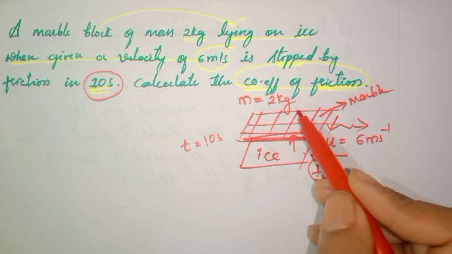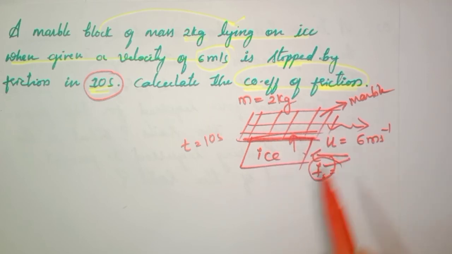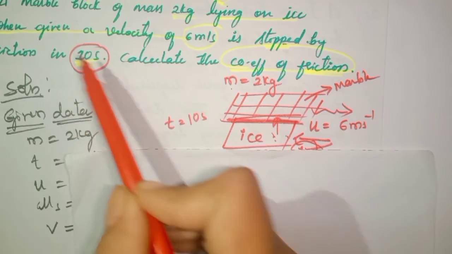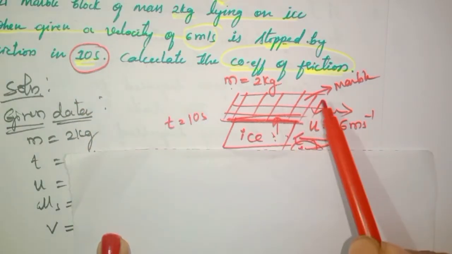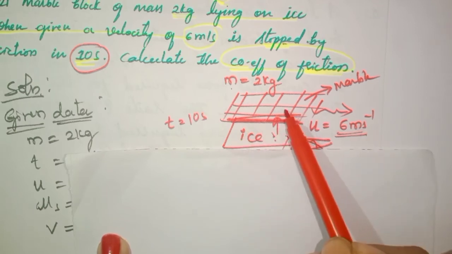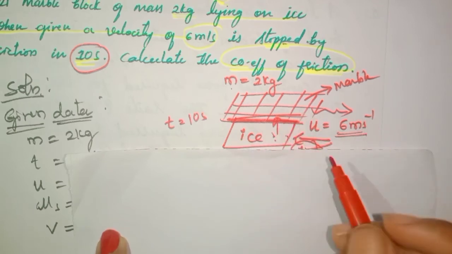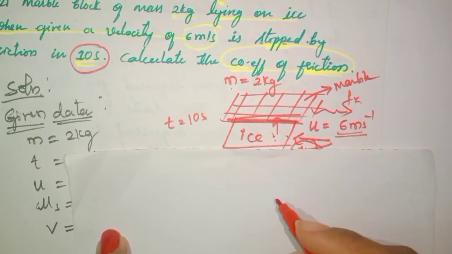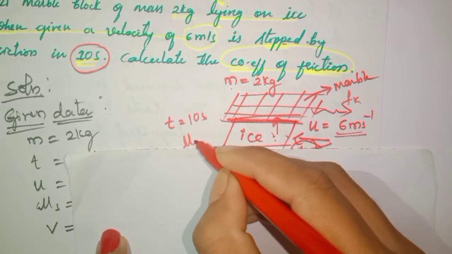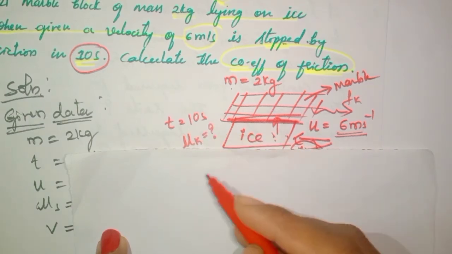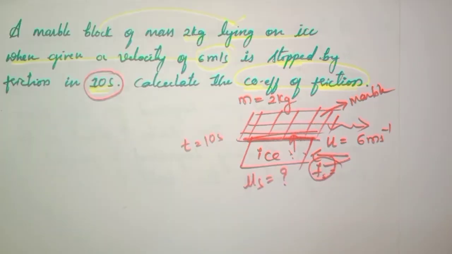Calculate the coefficient of friction. As the marble is getting stopped because of the friction, what is the coefficient of friction offered by this ice? Here, if you observe, the marble is moving with a certain velocity, right? Then what kind of friction is offered by the ice? That is obviously kinetic friction, which is Fk. So what do you need to calculate here? Coefficient of kinetic friction, which is mu k is equal to question mark. Is it clear? I hope you have understood.